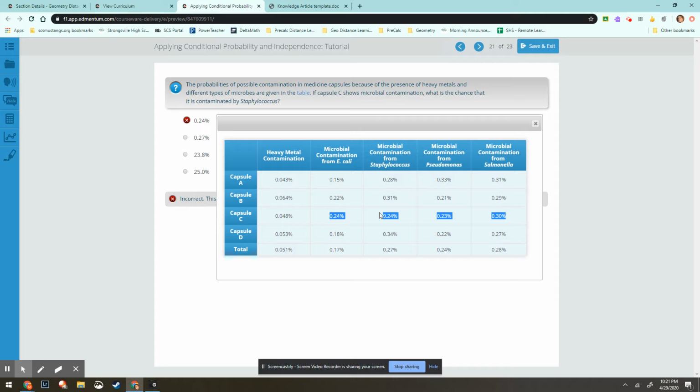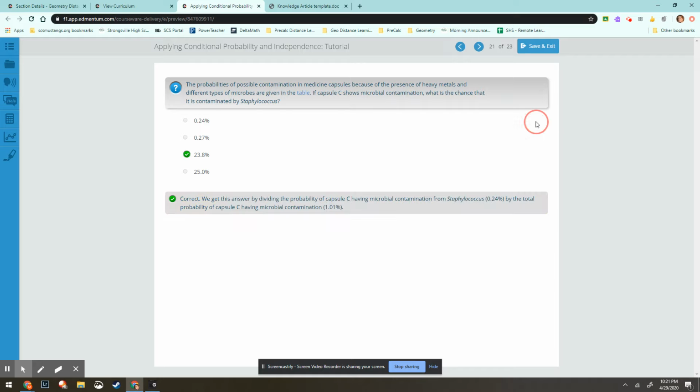0.24 plus 0.24 plus 0.23 plus 0.3. When you do that, you get 1.01. So that's the total probability of microbial contamination. And you're going to do 0.24 divided by 1.01, which will actually give you 23.8%. Okay?